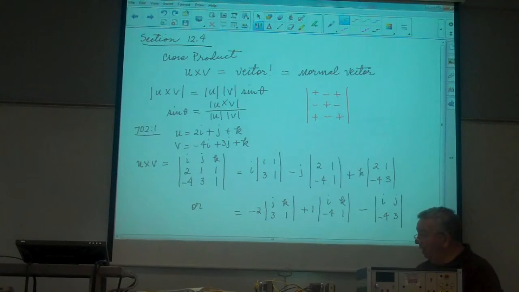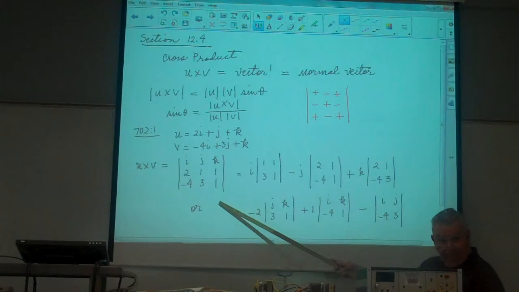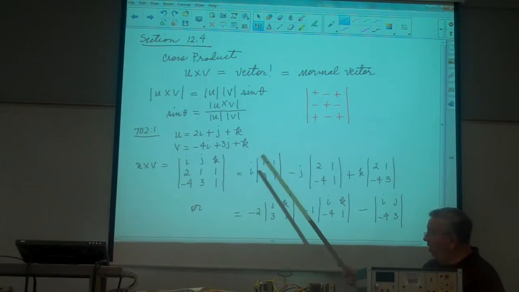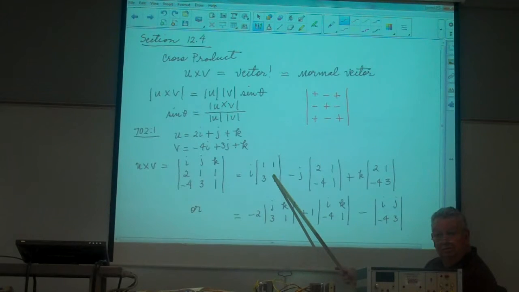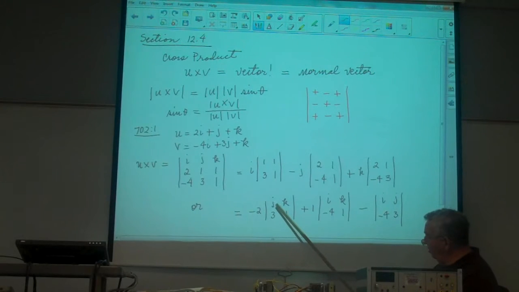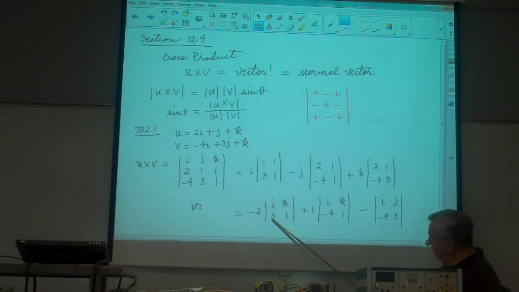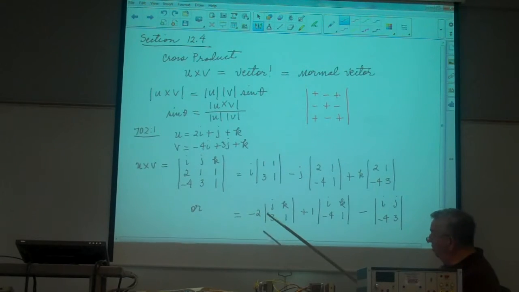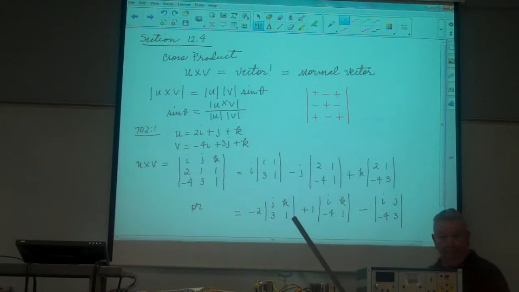Could you have expanded it along this column? Yes, and you would have gotten the same thing. All you're going to get here is I times a number, aren't you? J times a number and K times a number. Well, here you're going to get 1J minus 3K times a minus 2. And aren't you just going to collect terms at the end? Okay?